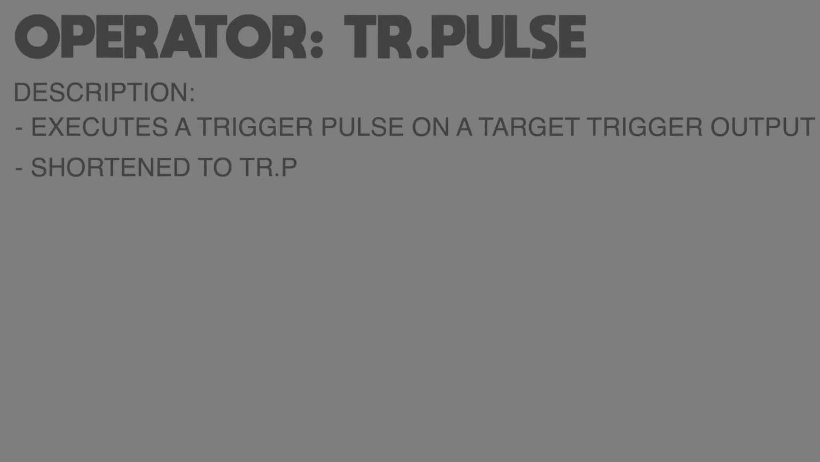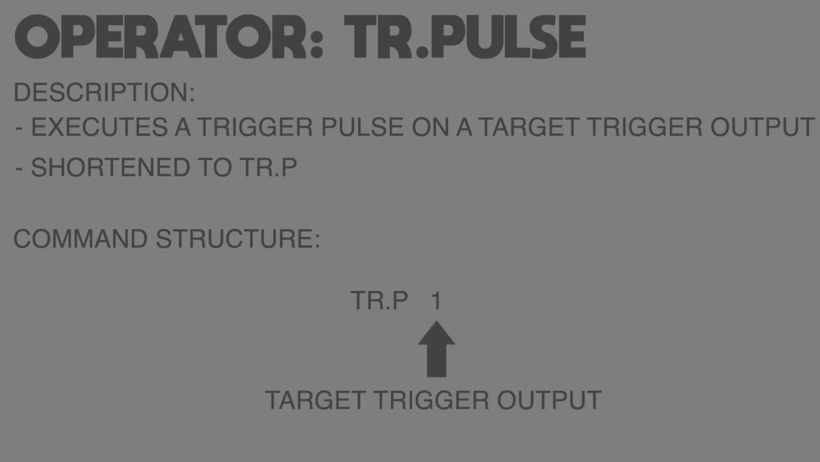TR.PULSE is an operator that executes a trigger pulse on a specific trigger output. As this operator is used quite extensively when programming the Teletype, the writers of the firmware have given us a shortening for this particular operator, and it's shortened to TR.P. As far as the command structure for this operator is concerned, TR.P requires only one argument, and that's the trigger output that you wish to send the pulse.